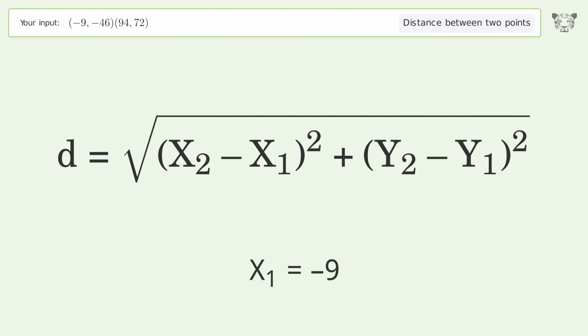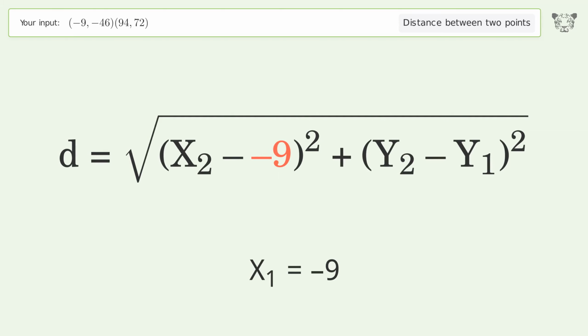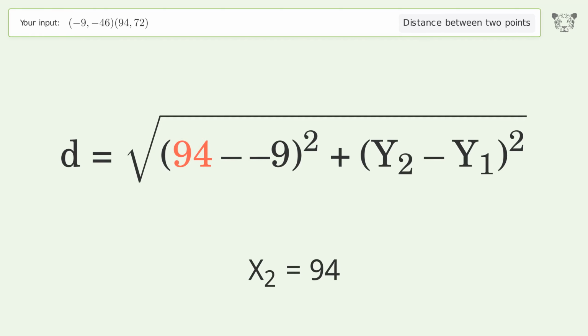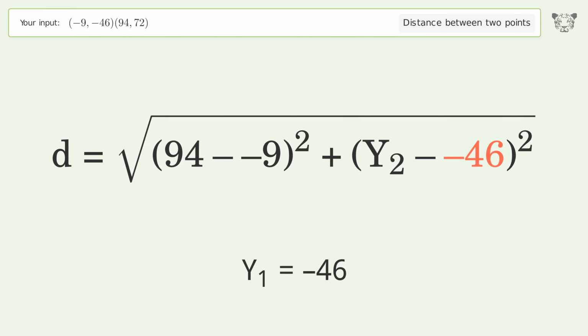x1 equals -9. x2 equals 94. y1 equals -46. y2 equals 72.